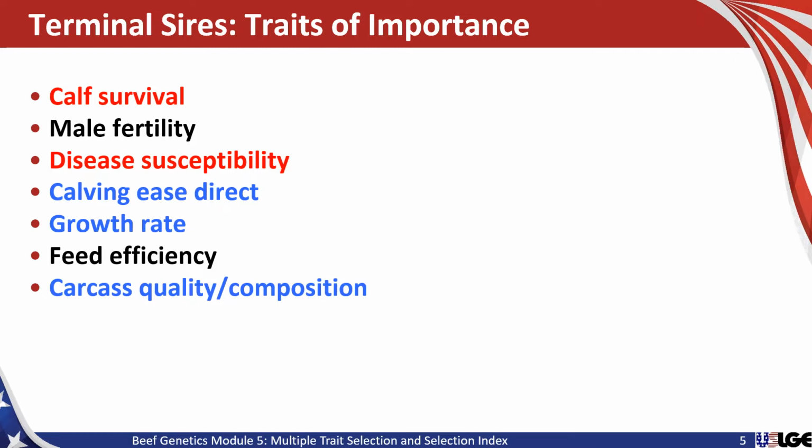I've highlighted traits in blue for which EPD are readily available across the majority of beef breed associations, traits in black which either there are some indicators for or the EPDs published by some breed association, but maybe there are several organizations which don't publish an EPD for it. And then the ones in red, which we don't have a direct EPD for.